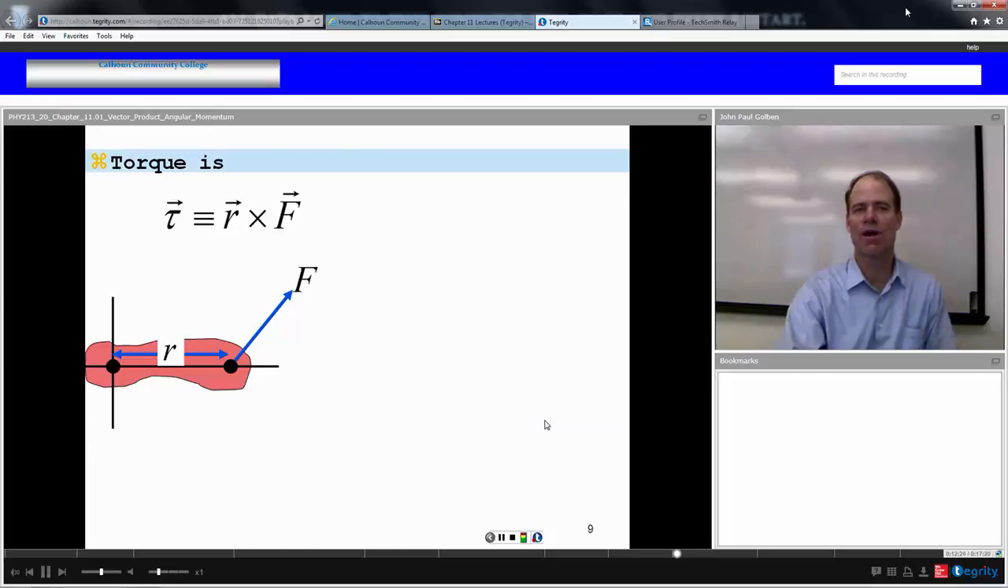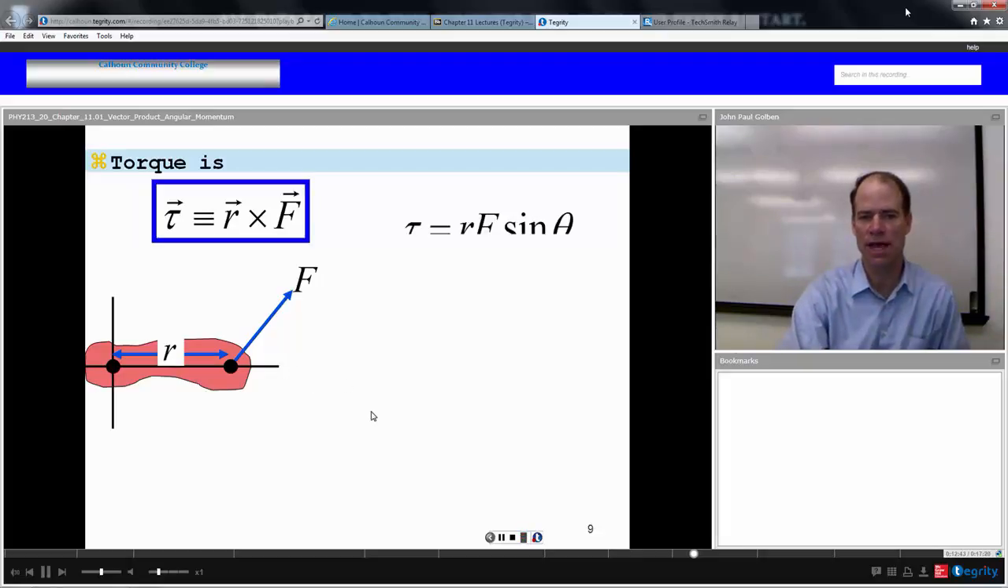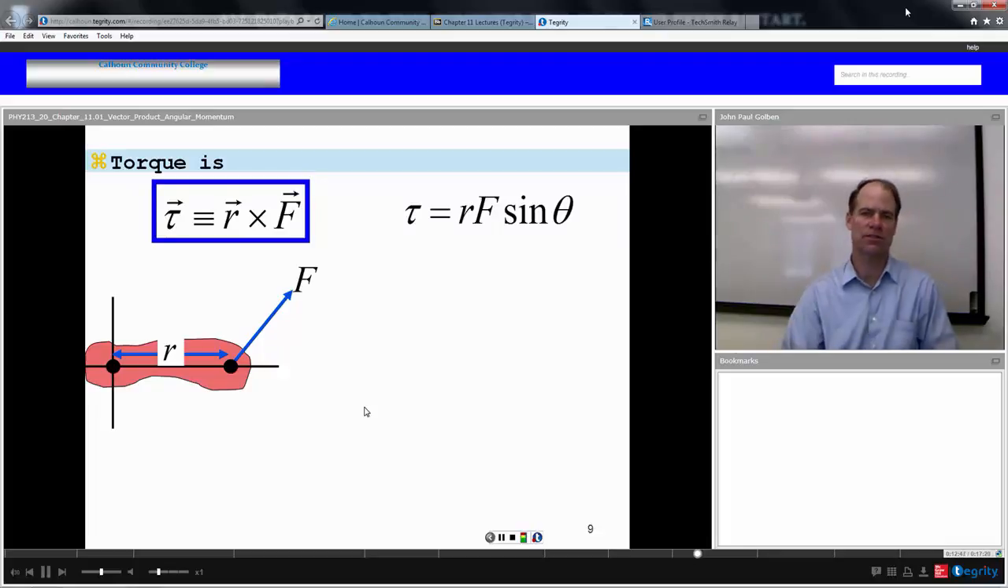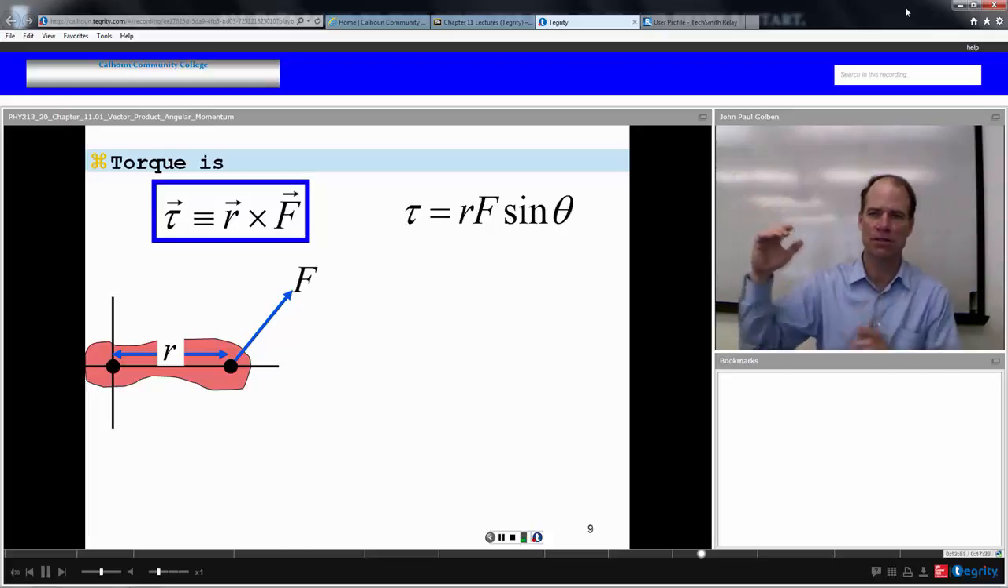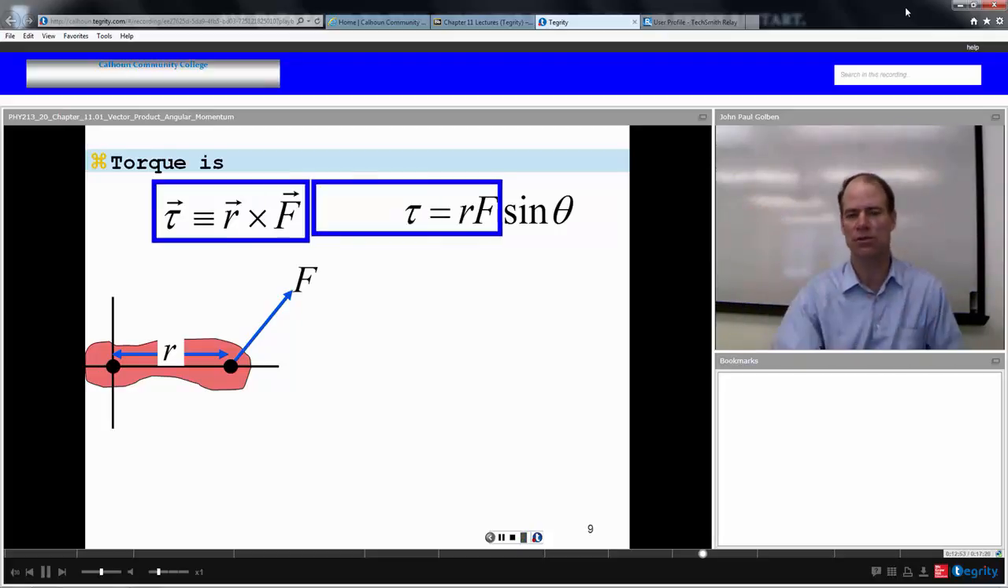Well, we recall then that torque is truly a cross product between a vector r and a force applied at that point from some axis of rotation. The vector r is going radially outward, and the angle between them would be this angle between those vectors. So the magnitude of this torque would be the magnitude of r, the magnitude of the force, sine of the angle between their two directions.